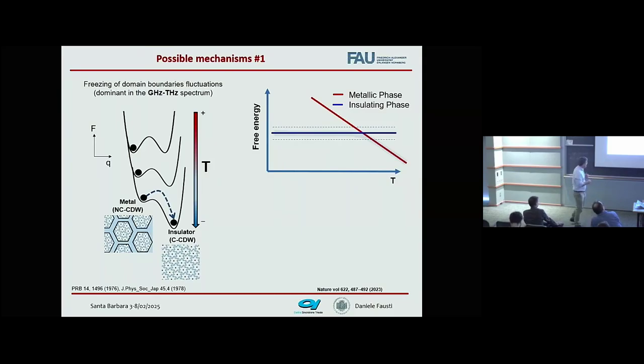What do I mean by that? I mean that if I do have a phase transition by tuning temperature, and this is just a sketch to represent the process, then if I am in the insulating phase below a certain critical temperature, the free energy of the metallic phase becomes favorable above the critical temperature, and therefore I have a phase transition at a given critical temperature.